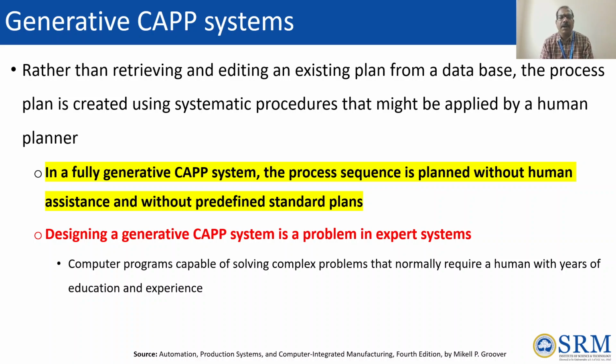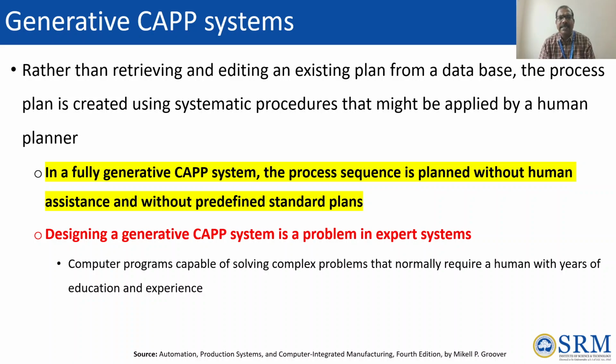Another approach is the generative type computer-aided process planning system. Here, rather than retrieving and editing an existing plan from a database, we create a plan from scratch in a systematic way, with the knowledge of a process planner, of course. So we prepare a new process plan rather than retrieving. That is generative type computer-aided process planning.